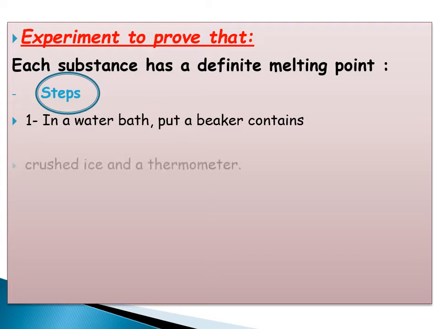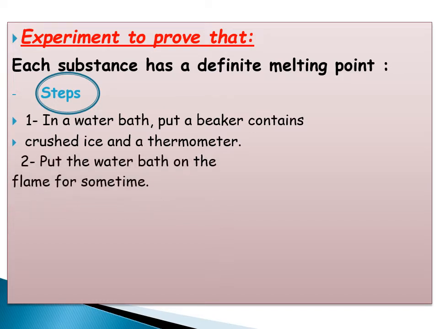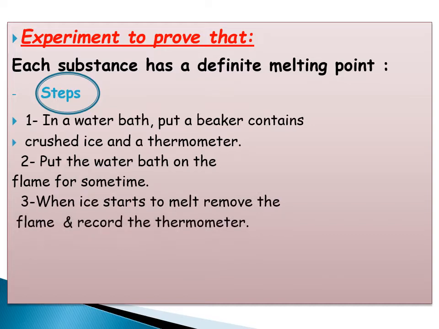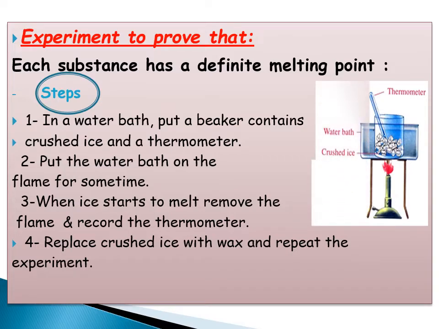In a water bath, put a beaker containing crushed ice and a thermometer. Put the water bath on the flame for some time. When the ice starts to melt, remove the flame and record the thermometer reading. Then replace the crushed ice with wax and repeat the experiment.